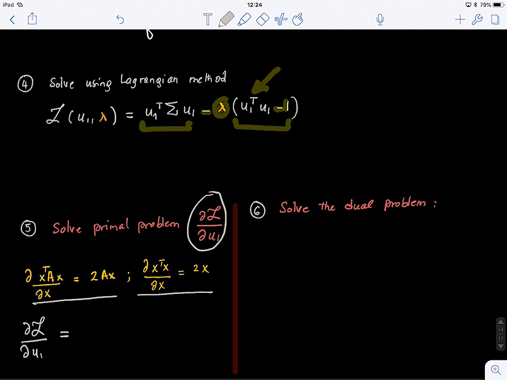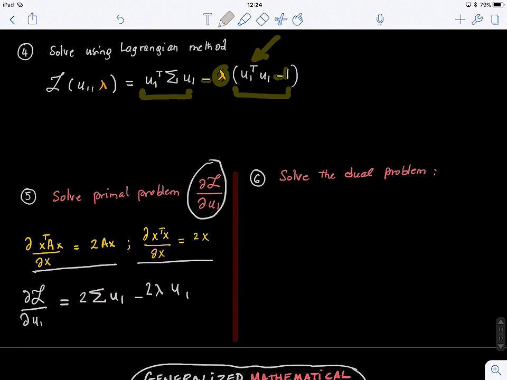Minus 2 lambda u1. Okay, good. Now we set it to 0. If we set it to 0, what do we get? Let's see. Removing the 2's, we have sigma u1 equals lambda u1.